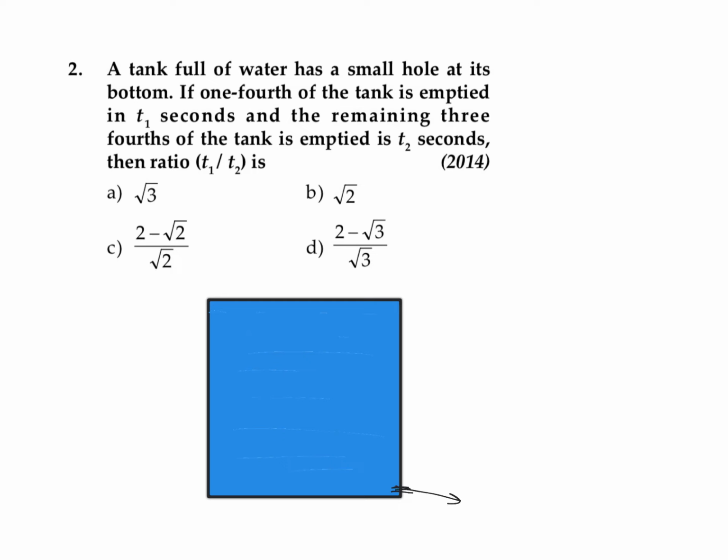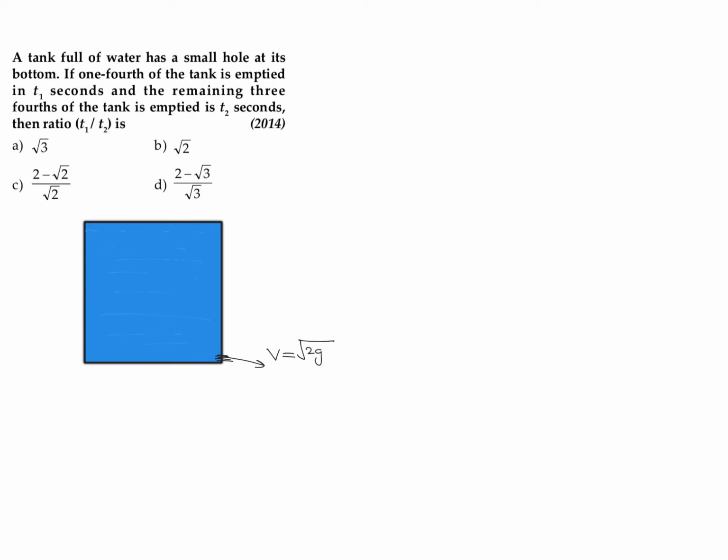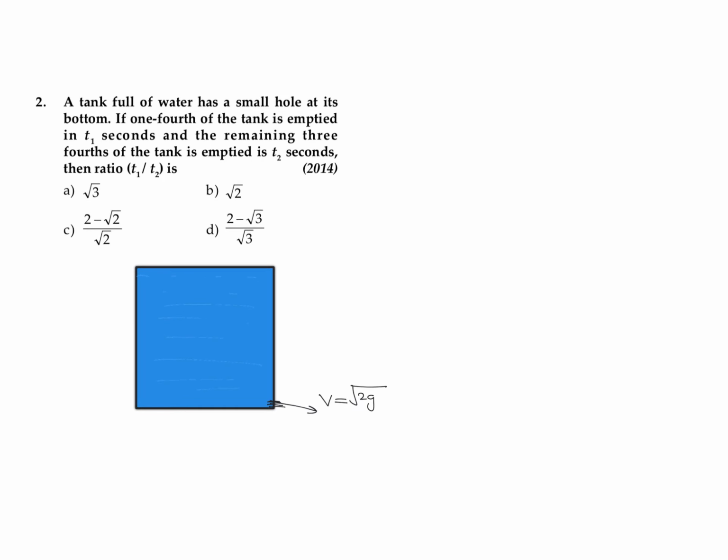So what will happen? Water is going to come out with some velocity v, and we know the velocity of water is going to be root of 2 into g into h, depending upon the height of the liquid column. Now if 1/4 of the tank is emptied in a time t1, that means the level of liquid is going to decrease with respect to time. As the water is coming out, the level of liquid is going to decrease.